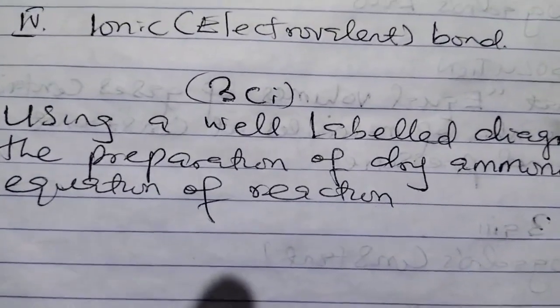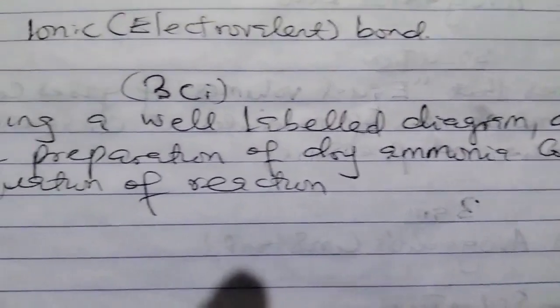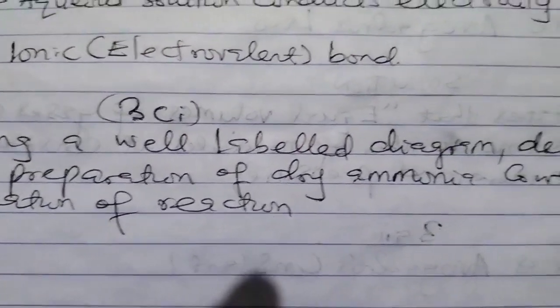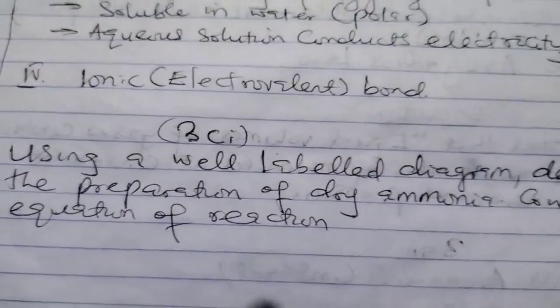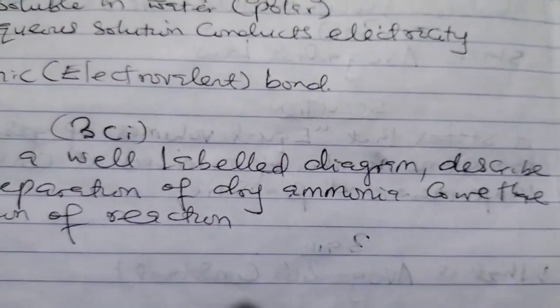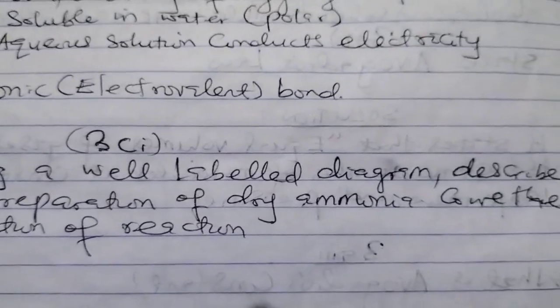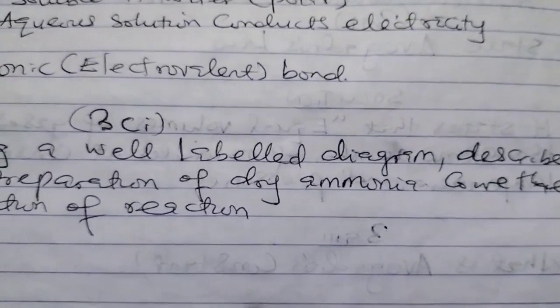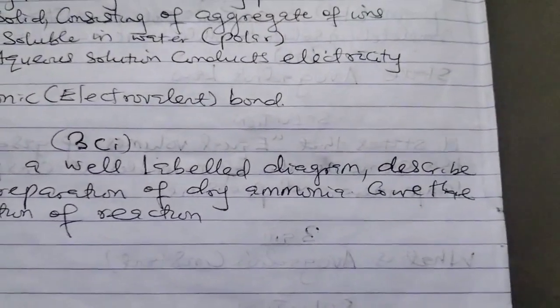So go to number 3C. It says using a well-labeled diagram, describe the preparation of dry ammonia. Give the equation for the reaction. So there are about three questions here. We're going to draw a diagram for preparing ammonia, describe the preparation briefly, and then write the equation here in this 3CI.